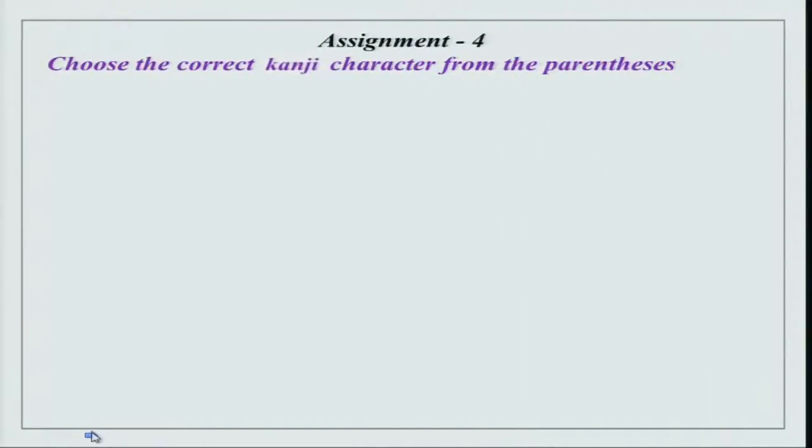Then as we always do, we have kanji over here. Kanji is in purple, I think. And let us see what it is.